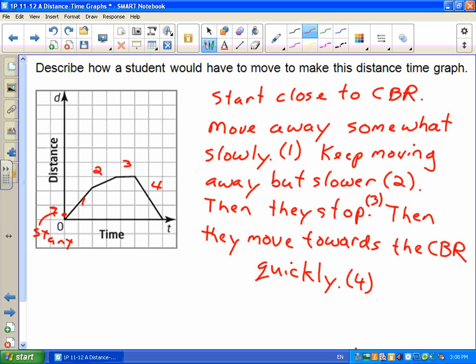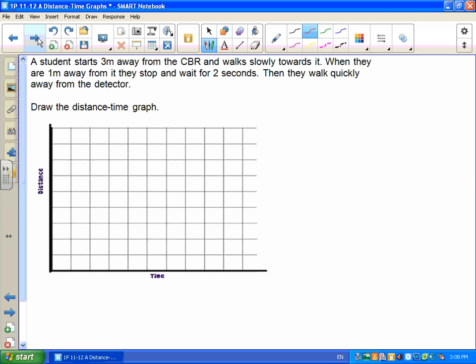Okay, last question here. Here, we've got to do the opposite. We have got a situation and we want to draw the distance time graph. A student starts 3 meters away from the CBR, walks slowly towards it. When they are 1 meter away from it, they stop and wait for 2 seconds. Then they walk quickly away from the detector. So the first thing I'm going to do is put some numbers on here. 1, 2, 3, 4. And we'll say that each one of these along the bottom is 1 second.